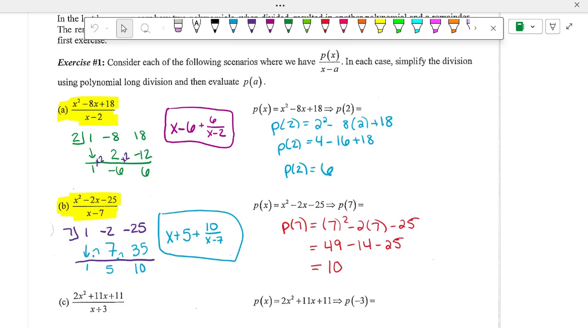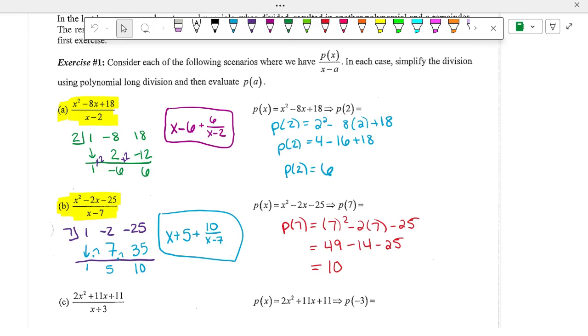Plug in what? What part? What's the name for it? The divisor's the factor, but what happens when we change it? So we solve it for x. It's called the root. So we're plugging the root into the original function. Okay? And remember, we plug the root in for x into the original function and we evaluate it, it'll give us our remainder.